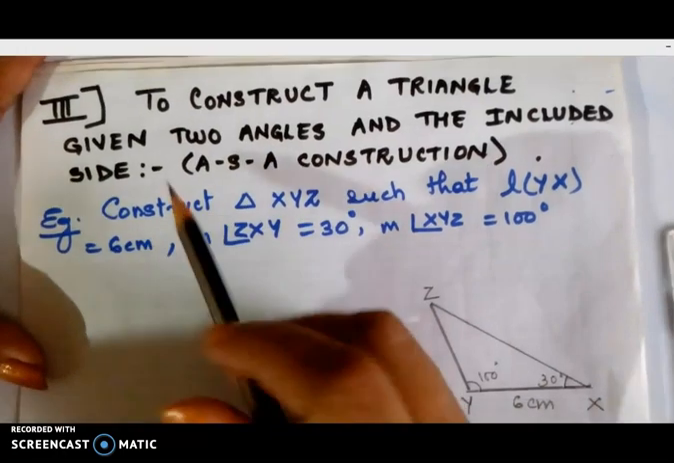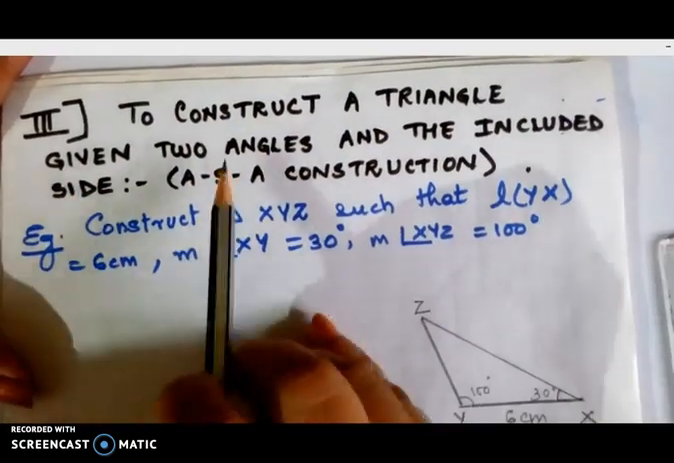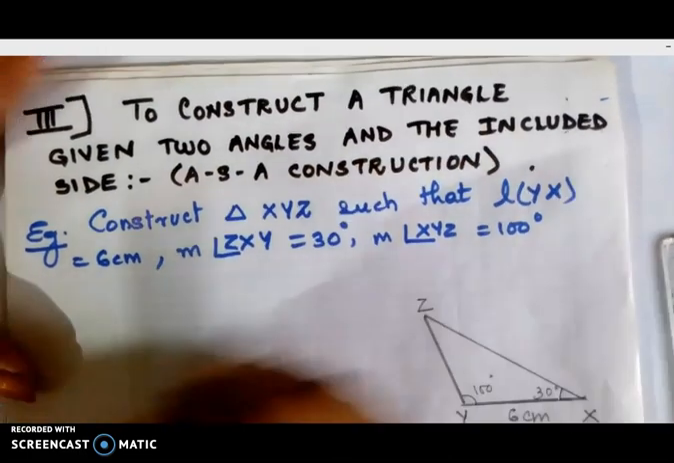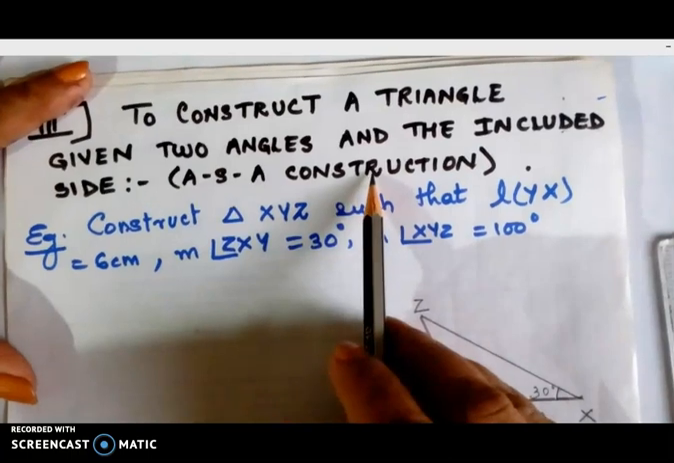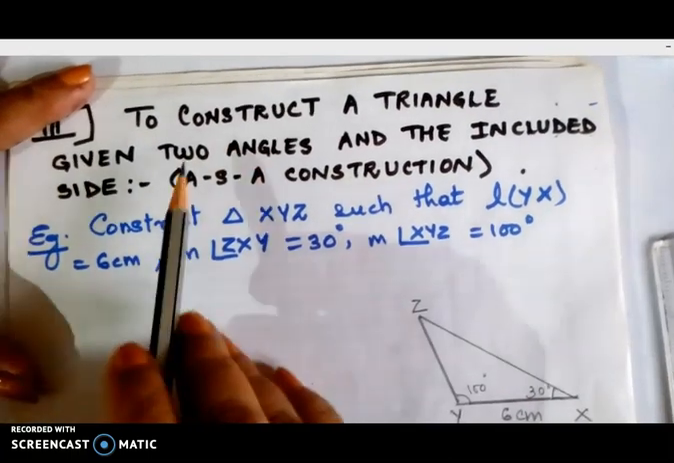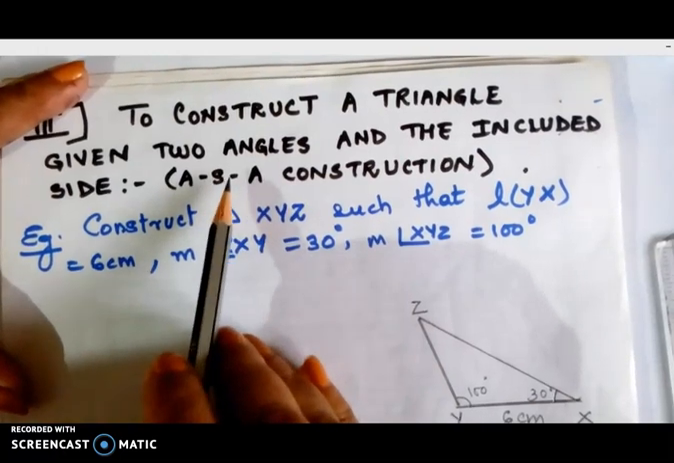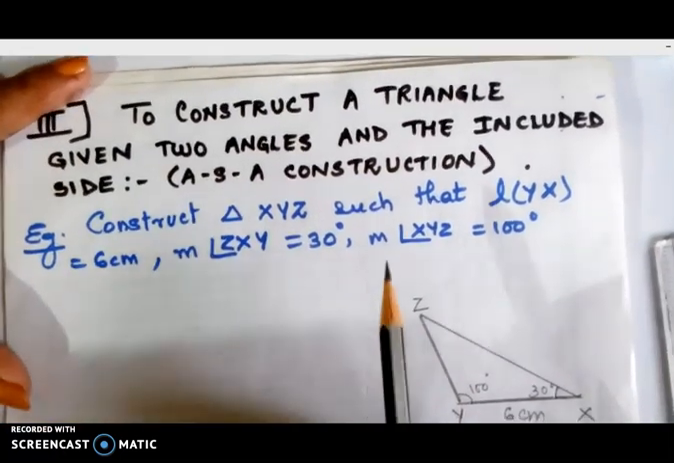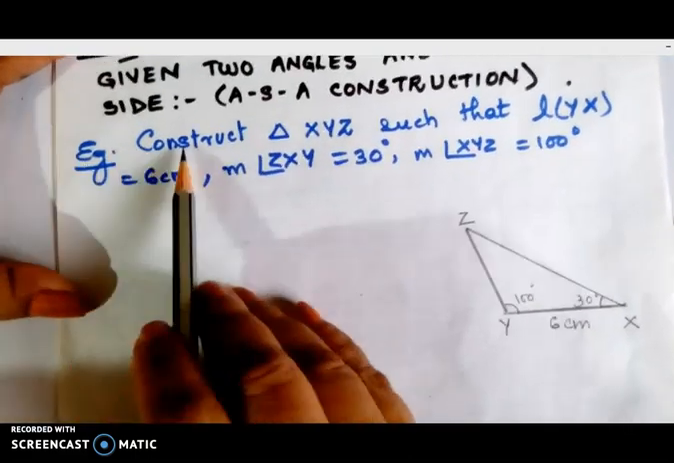Let's move on to the next construction. To construct a triangle, given two angles and the included side, that is ASA construction. This means that two angles are given and the side in between those angles is given to us. Let us understand this construction with the help of an example.